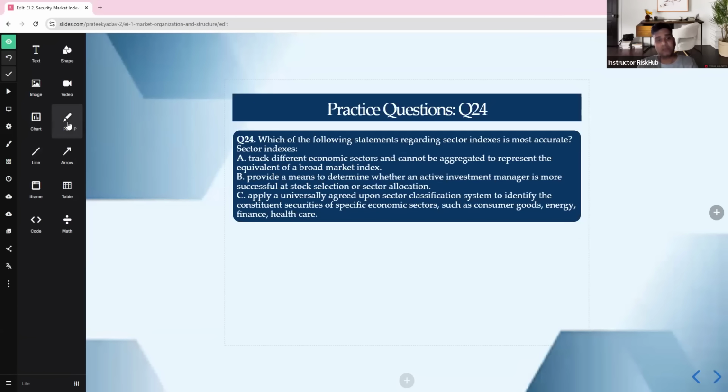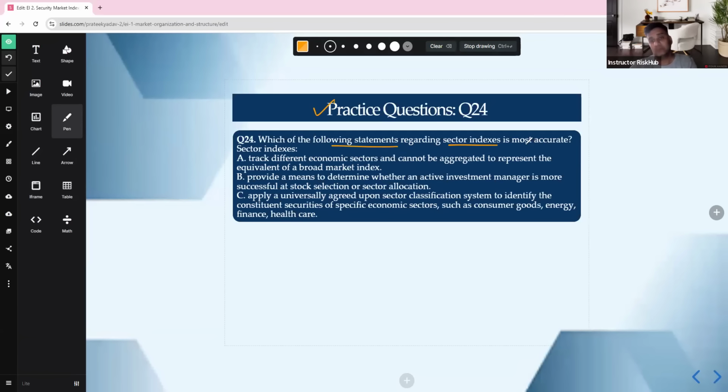And look at your practice question number 24. Which of the following statements regarding sector indexes is most accurate? So again, the idea here is if you look at statement one, A: track different economic sectors and cannot be aggregated to represent equivalent of a broad market index.